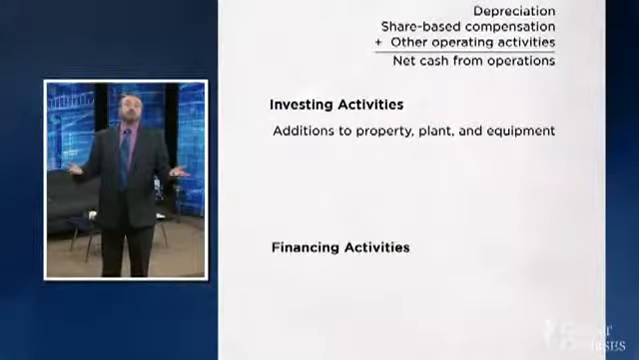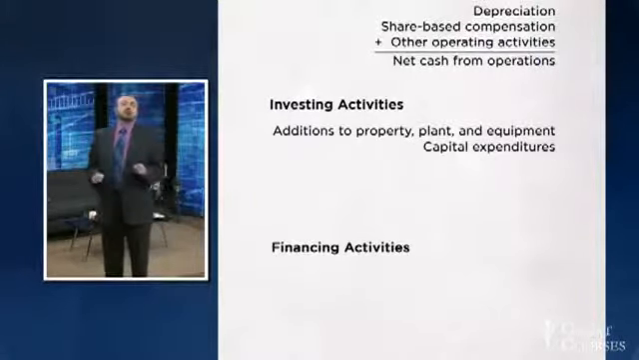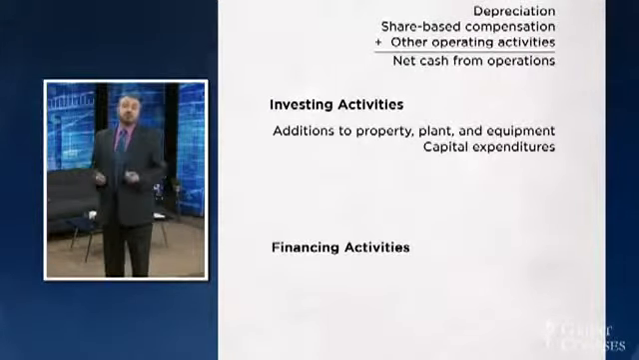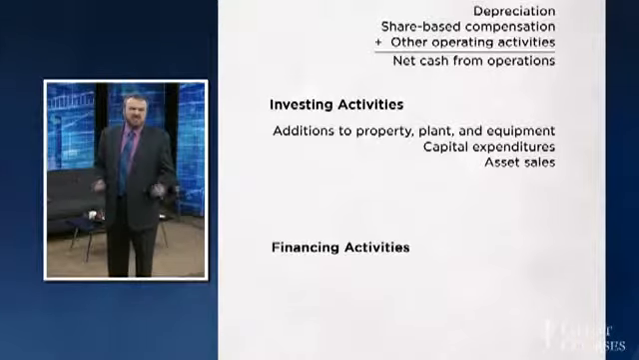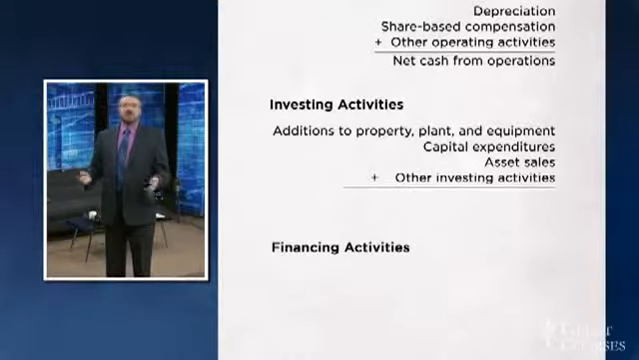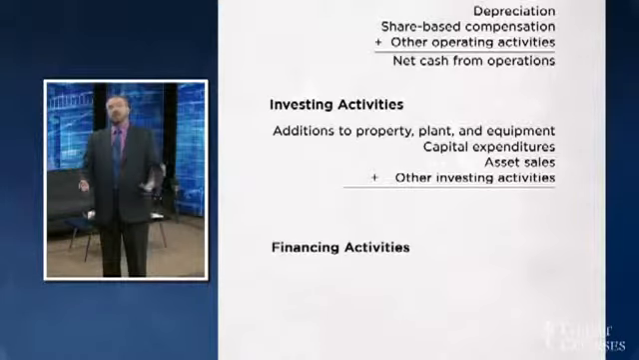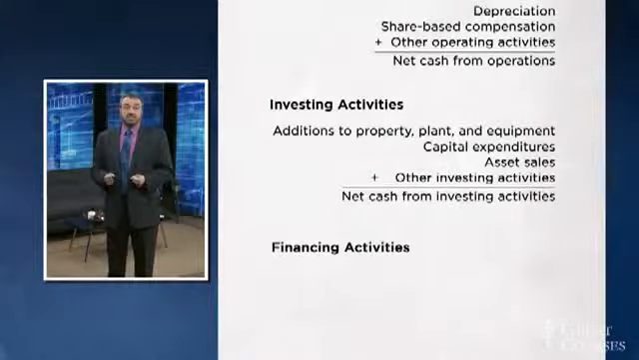You might see a line labeled additions to property, plant, and equipment, or maybe capital expenditures. Any item the company purchases for business that has a useful life over 1 year is considered a capital expenditure. There may also be lines adjusting for acquisitions and divestitures, sometimes called just asset sales. Usually the last adjustment has a name like other investing activities to handle the things that aren't big enough to merit their own line. Add it all up and you'll get net cash from investing activities, which is the second of the three cash flow components.